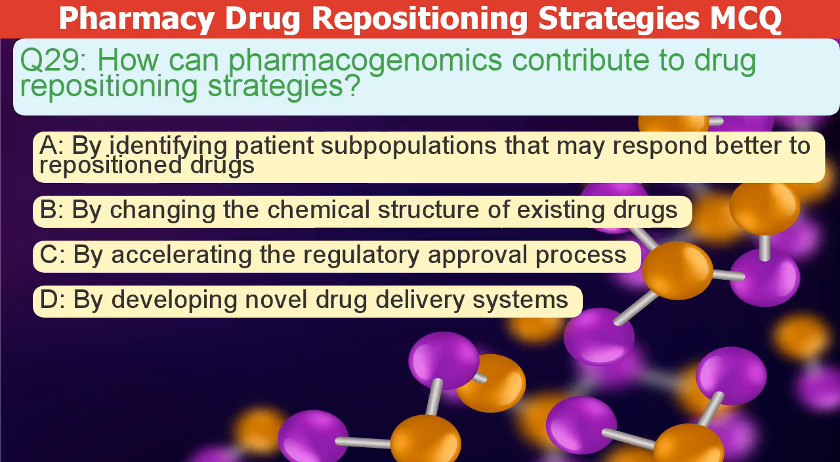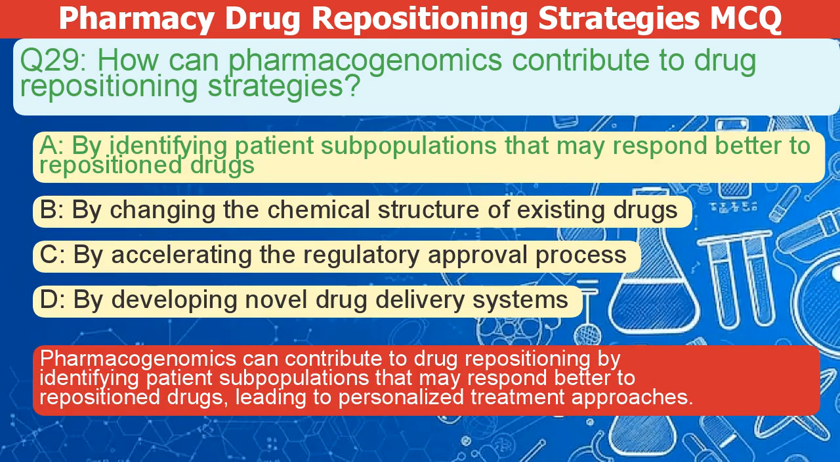How can pharmacogenomics contribute to drug repositioning strategies? A. By identifying patient subpopulations that may respond better to repositioned drugs. B. By changing the chemical structure of existing drugs. C. By accelerating the regulatory approval process. D. By developing novel drug delivery systems. The correct answer is A.